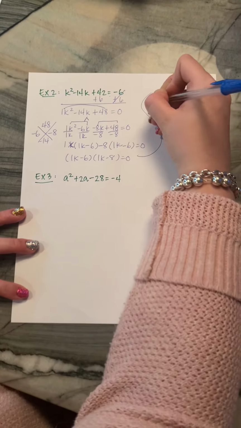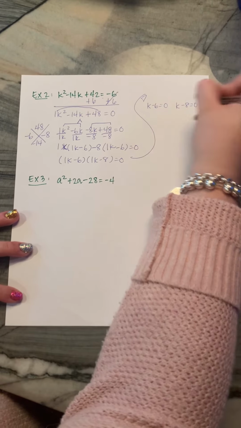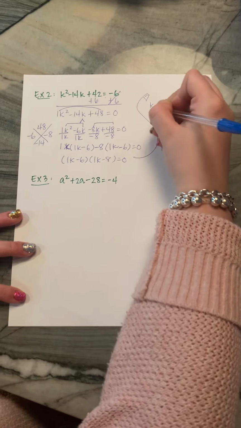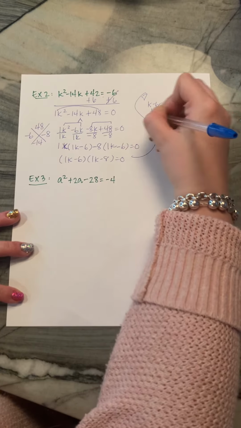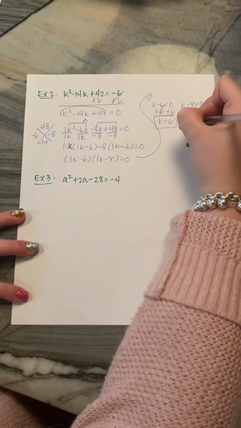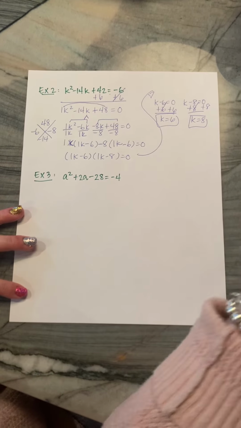So to solve these, I'm going to write k minus 6 equals 0. And k minus 8 equals 0. Well, to get rid of a -6, let's add 6. And we'll get k equals 6. And then to get rid of the -8, we add 8. And we get k equals +8. All right, let's do one last one.